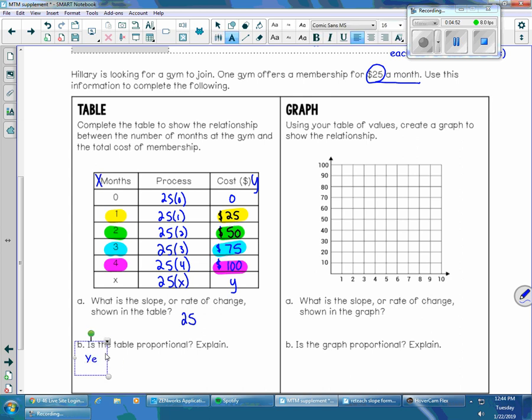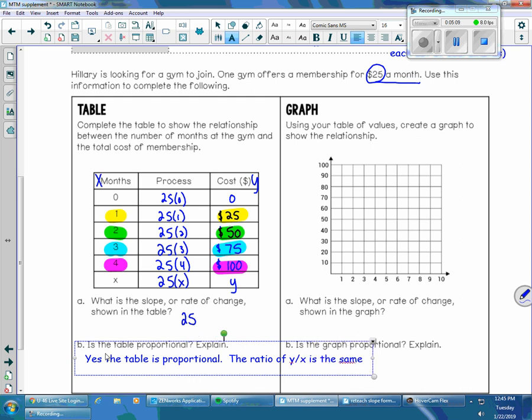So I'm going to say yes, the table is proportional. The ratio of y divided by x is the same for the entire table. Okay, so that's what makes it proportional, is that ratio is the same.